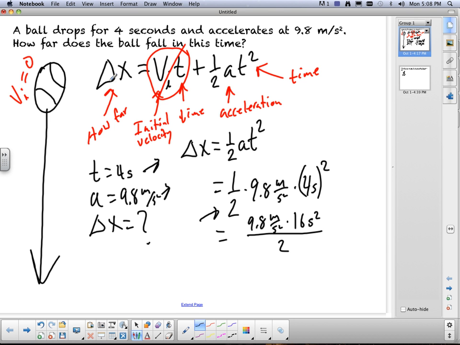Then I just have to calculate it through, and I'm going to get 78.4, I hope. Now if you look at the units, I have meters per second squared multiplying seconds squared. The seconds squared cancel out, and I'm left with meters. So the answer has to be in meters. And that's it. Now let's move on to a harder one.